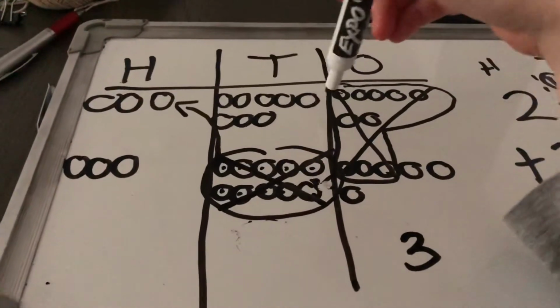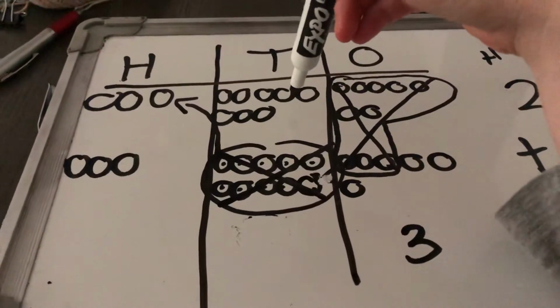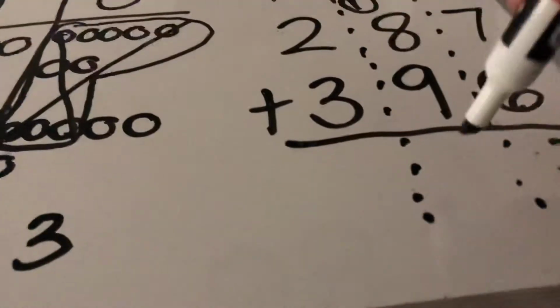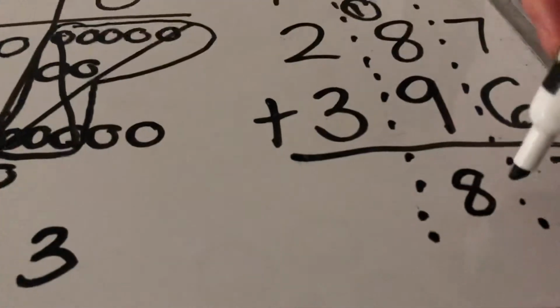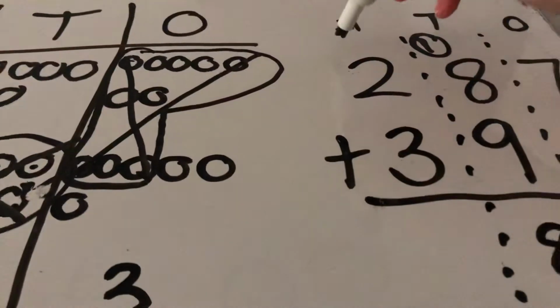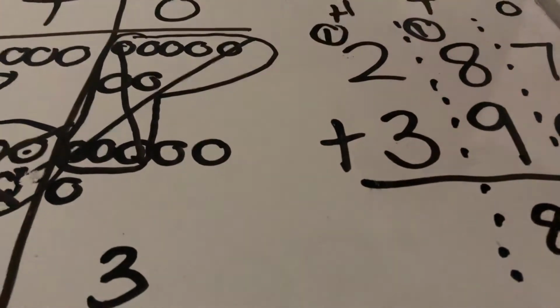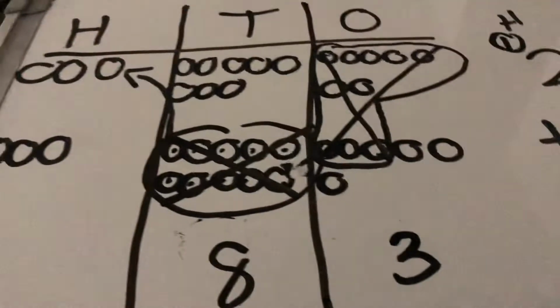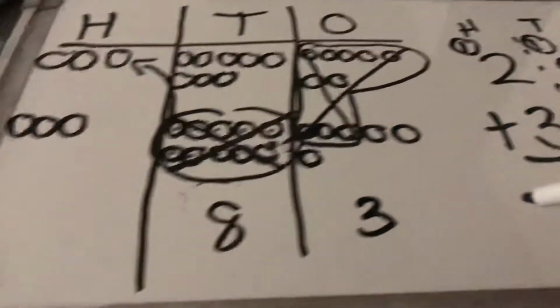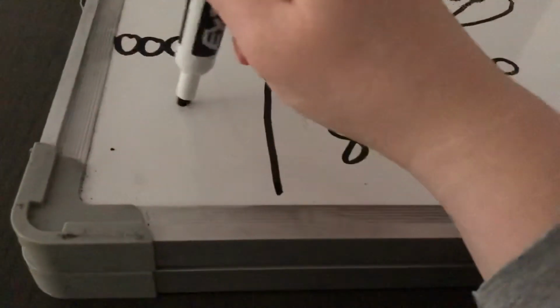Now, how many groups of 10 do we have? Good, we have 8 groups of 10. 8 groups of 10, because we moved 10 groups to make 100. We regrouped. Now, what is 3 plus 3? 3, because 2 plus 1 is 3, plus 3. 6.